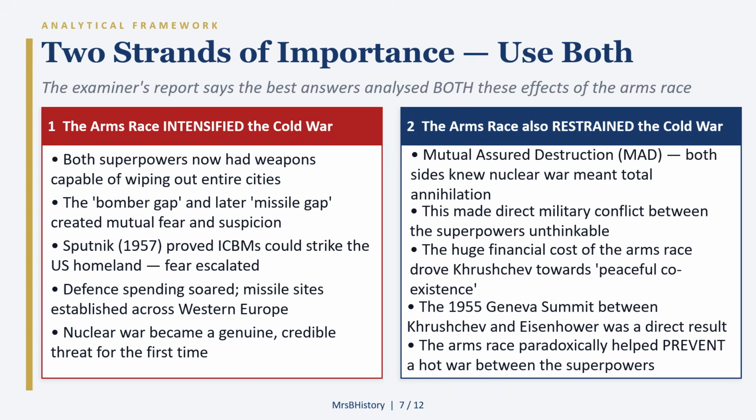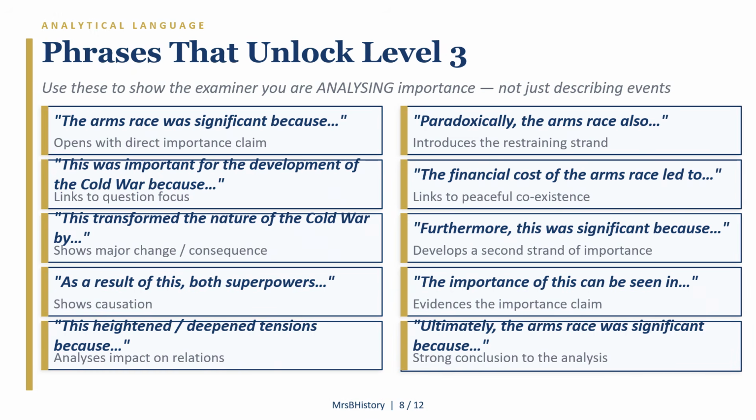Furthermore, the enormous financial cost of the arms race created pressure to reduce tensions. This is why Khrushchev pursued peaceful coexistence and why the 1955 Geneva summit between Khrushchev and Eisenhower happened. The arms race paradoxically helped to prevent a hot war. An answer that covers both strands, intensification and restraint, with specific knowledge to support both, is an 8 out of 8 answer.